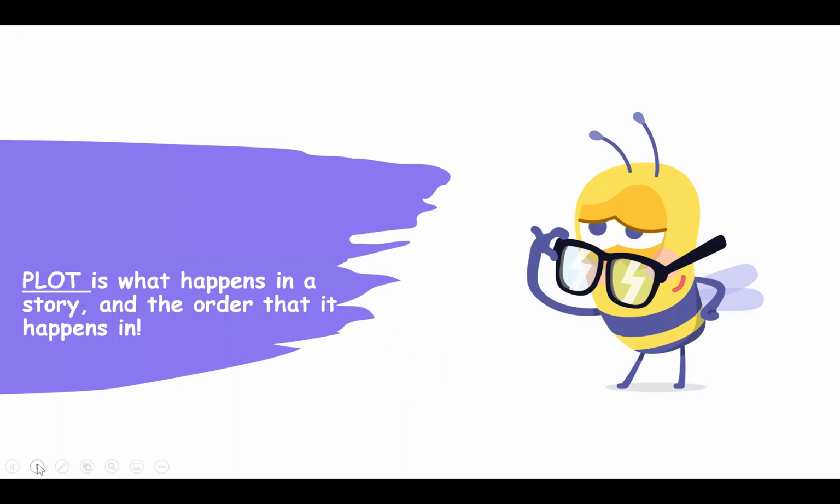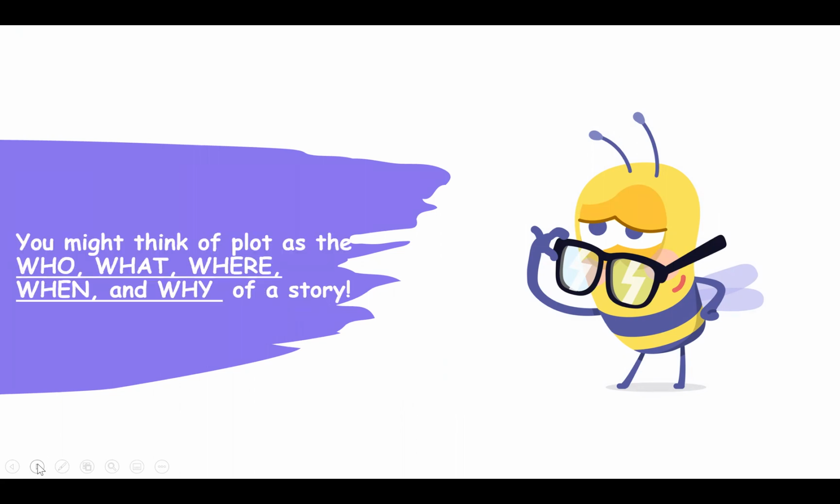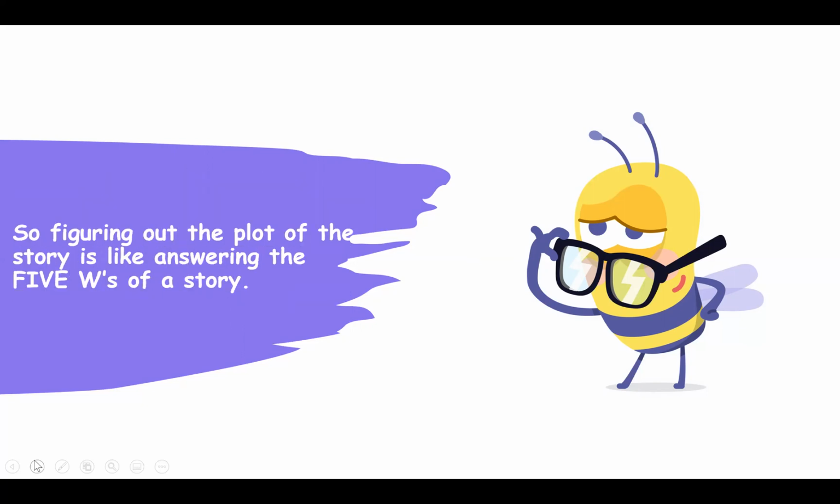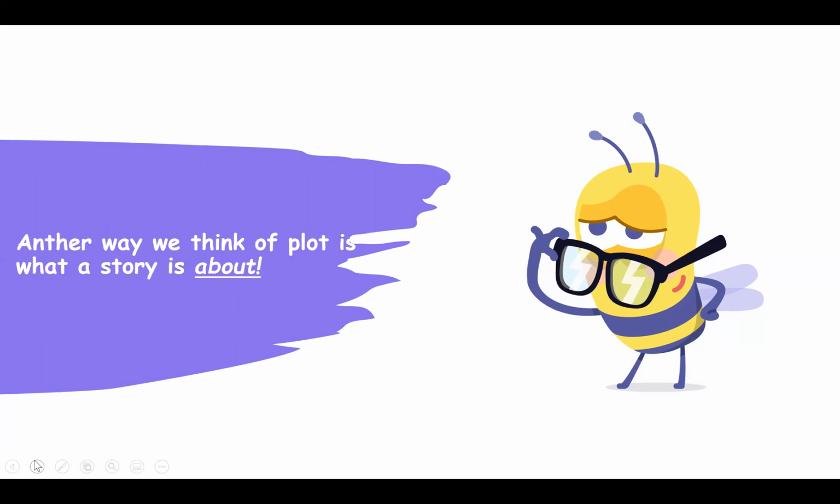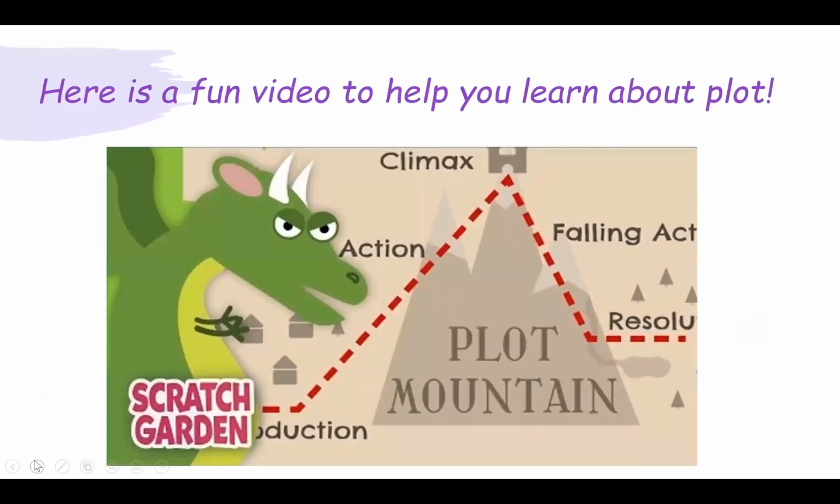So what is plot? Plot is what happens in a story and the order that it happens in. You might think of plot as the who, what, where, when, and why of a story. So figuring out the plot of the story is like answering the 5 W's of a story. Another way we think about plot is what a story is about. Here's a fun video to help you learn more about plot.